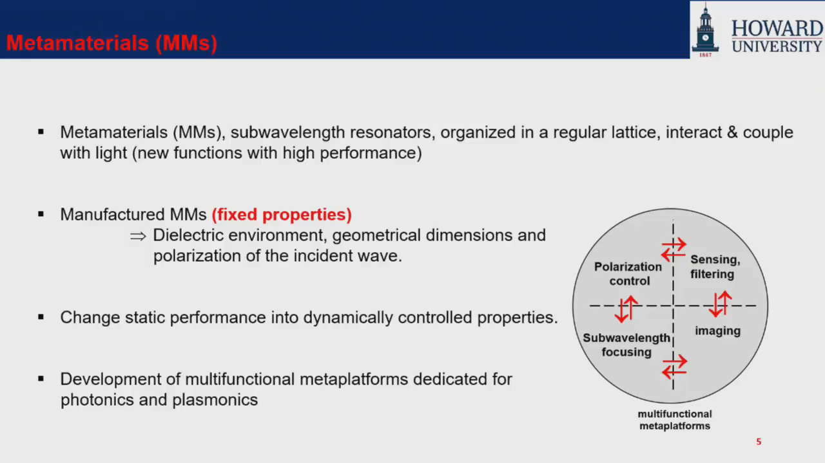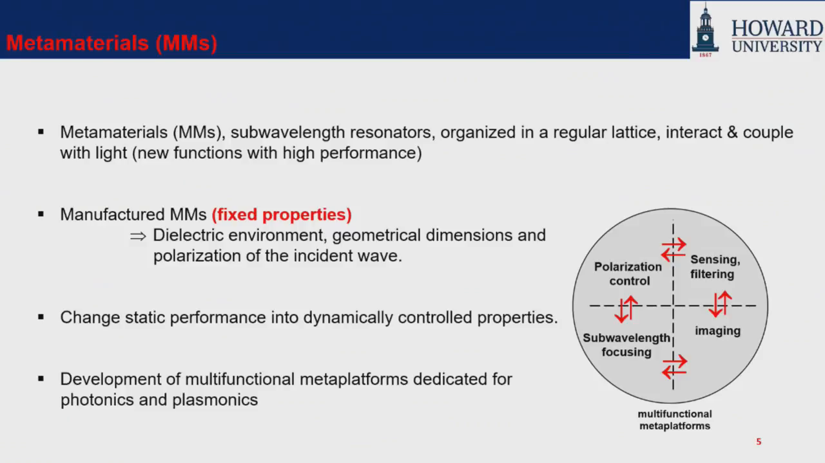Metamaterials are usually defined as a collection of subwavelength resonators, typically organized in a regular lattice, designed to interact and couple with light, with the perspective of achieving new functions with high performance. Usually, when metamaterials are manufactured, they have fixed properties, which typically depend on different factors: dielectric environment, geometrical dimensions, but also the orientation of the resonators with respect to the incident light.